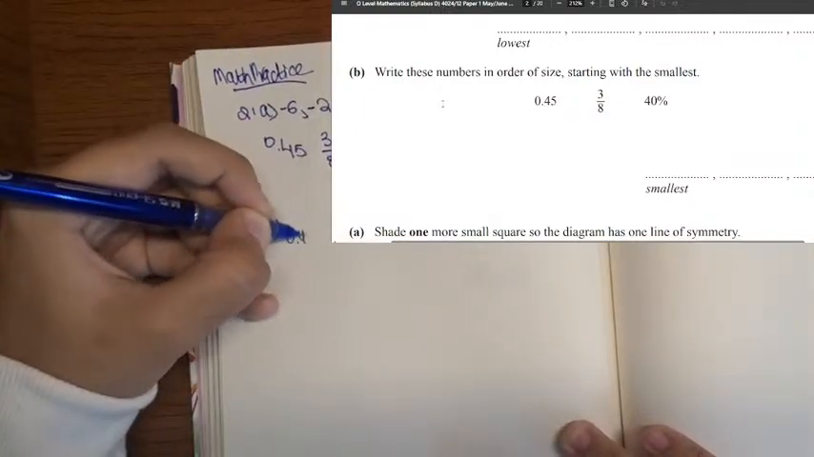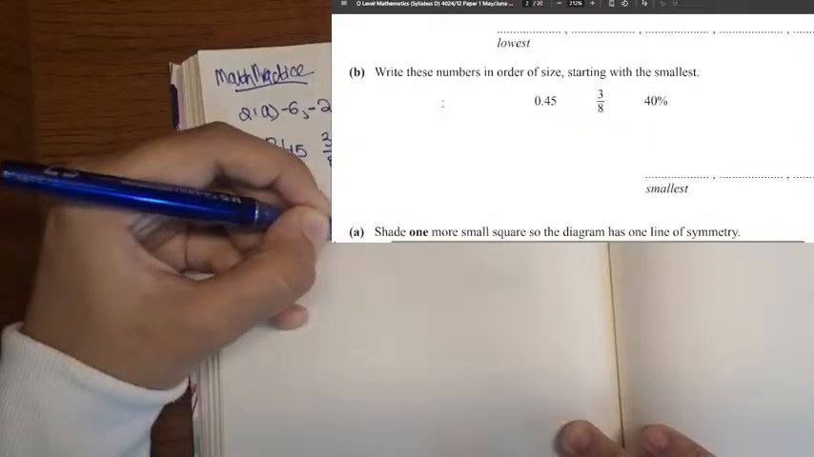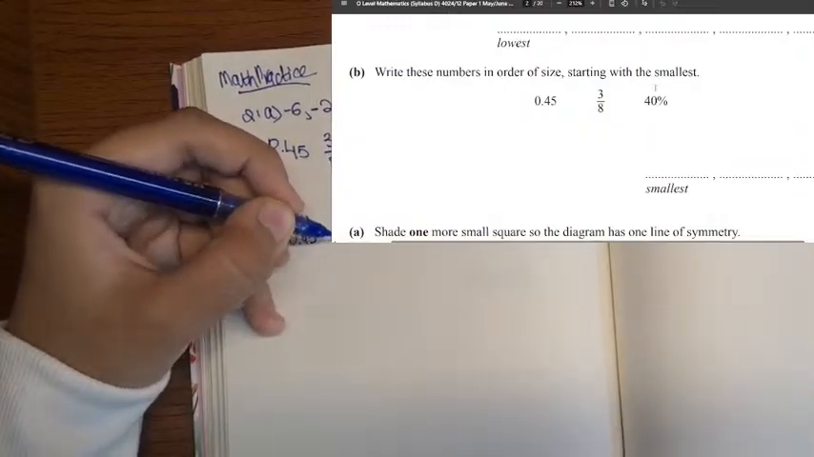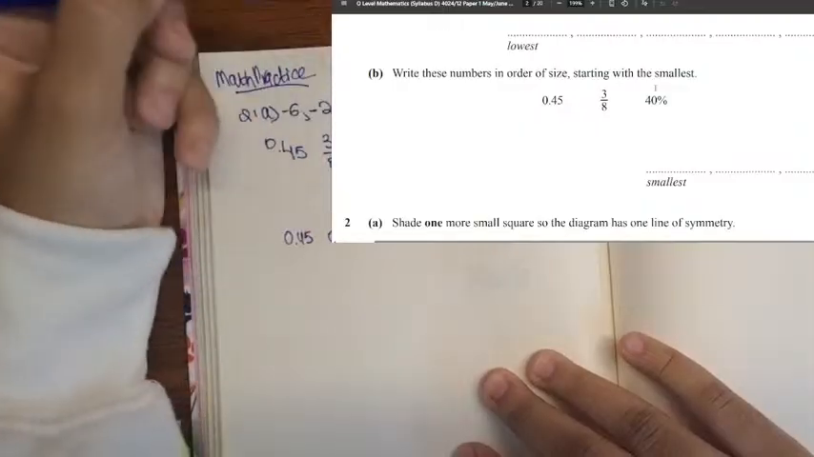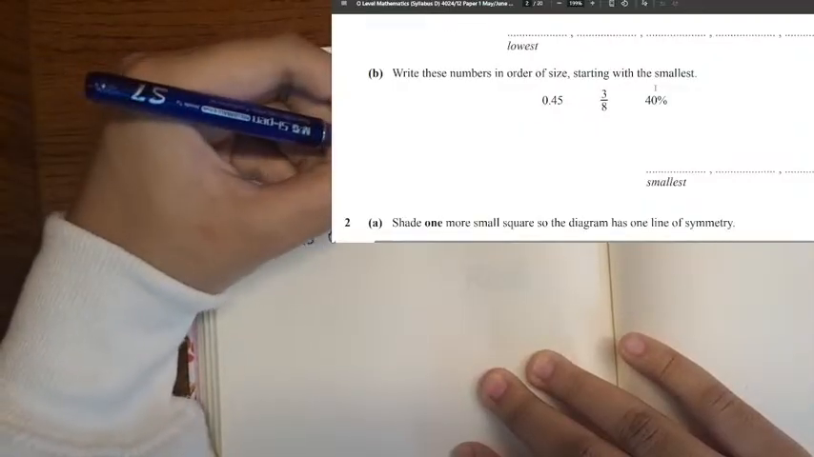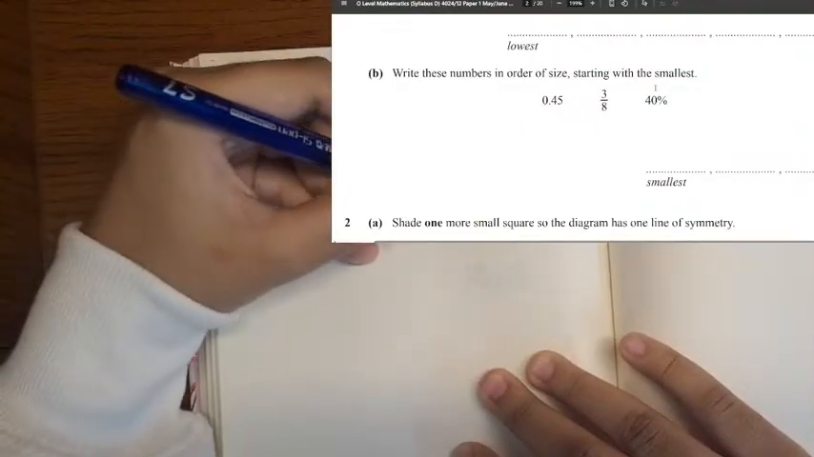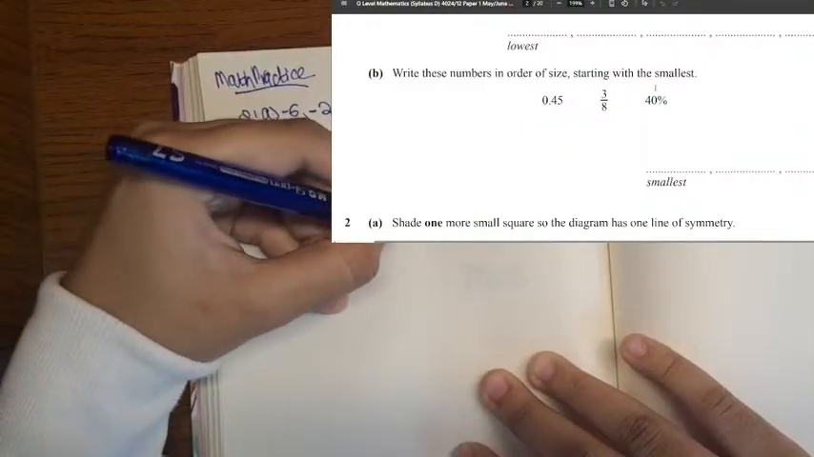So we have 0.45, 0.375, and the last number that they've given us is, as you can see, 40%. So what is 40%? Well, 40% basically means per 100, right? So it becomes 40 upon 100 and that is equal to 0.4. So we have these three numbers that we need to compare.